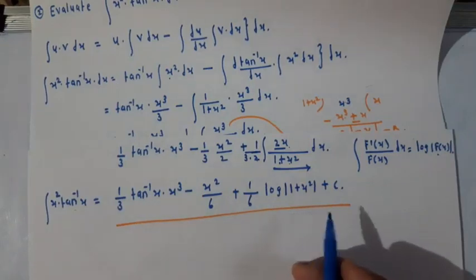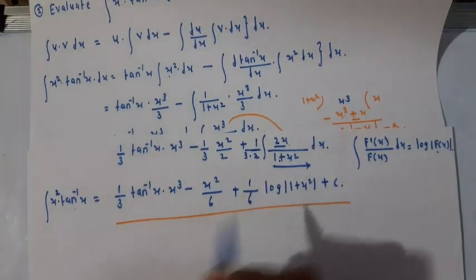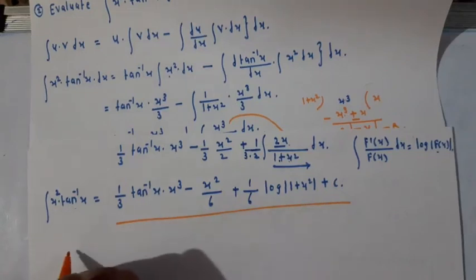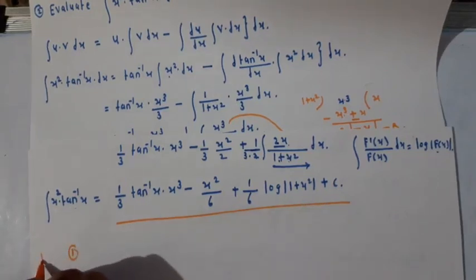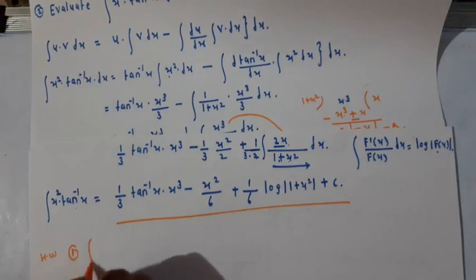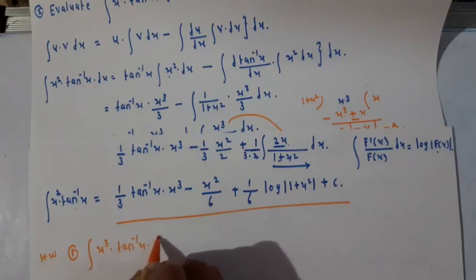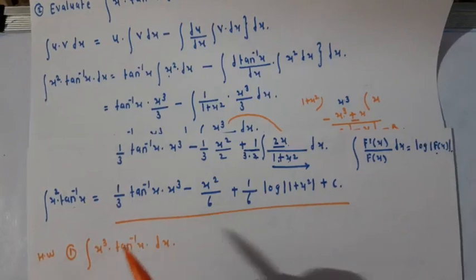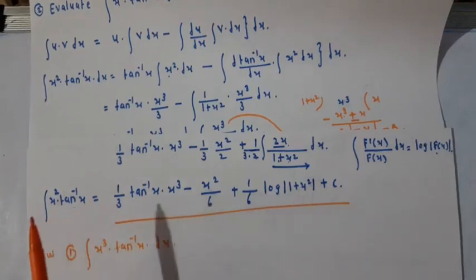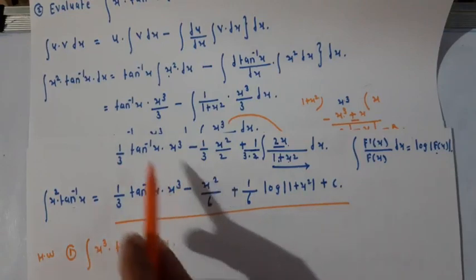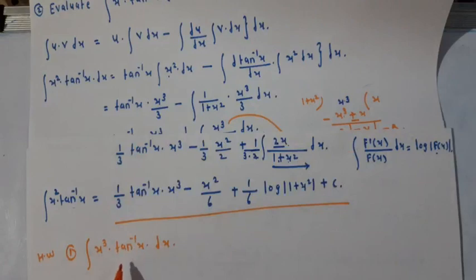Okay students, now take one problem as a homework problem, and the homework problem is to evaluate the integration of x raised to 3 tan inverse of x, and you have to solve it in a similar way. Students, we have solved x into tan inverse of x and x square into tan inverse of x, and this is the homework problem for you. You have to solve the problem in the similar way.